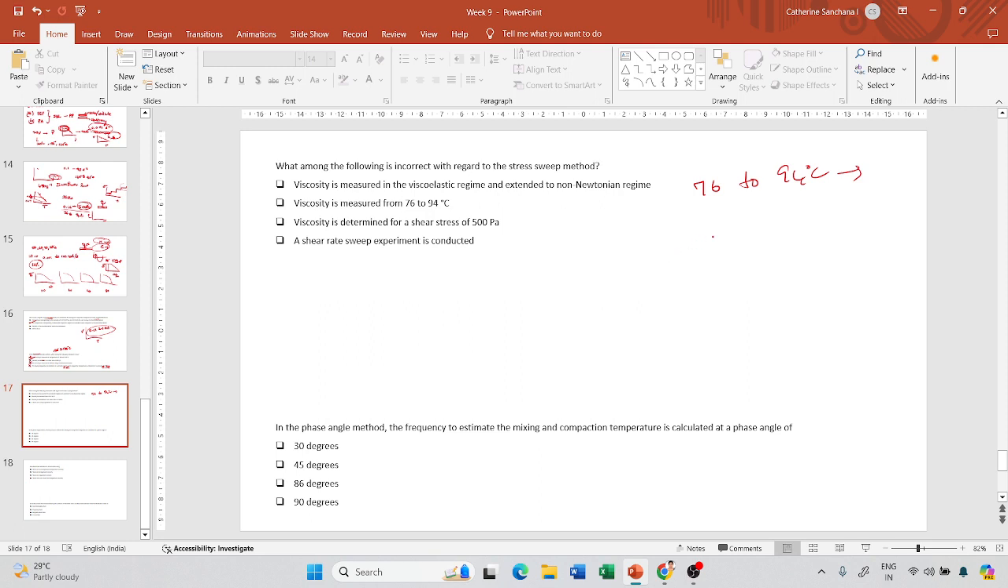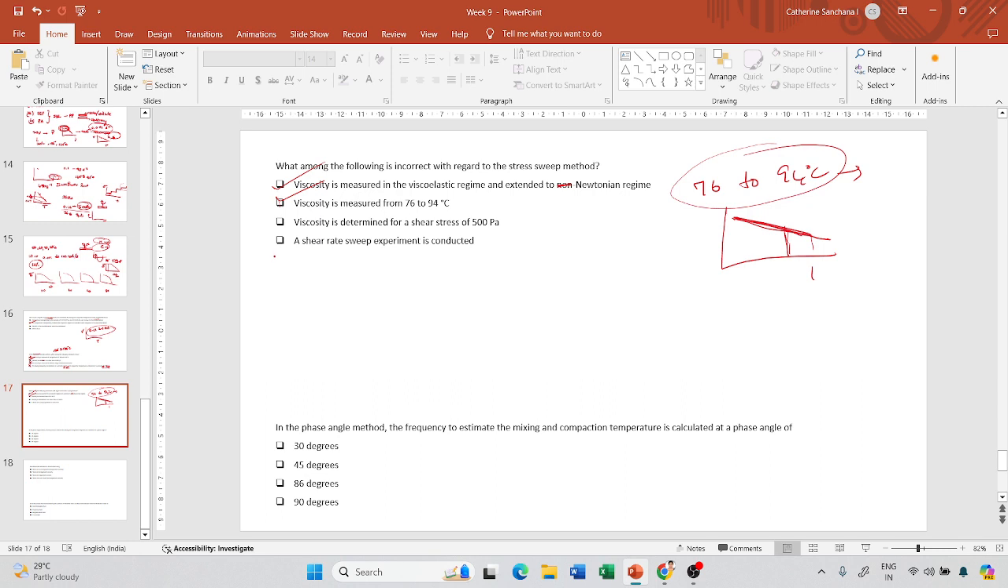Okay. So here your mixing and compaction temperature will be, so here it has to be extended to the Newtonian regime, not non-Newtonian. Okay, so your mixing and compaction temperature is somewhere around 150 or 160 degrees Celsius, right? 150 or 135 degrees Celsius mixing and compaction. So in that case, you are doing it at 76 to 90, but you are extending it to the Newtonian regime. So this option is correct. Viscosity is measured from 76 to 94 degrees Celsius is correct.